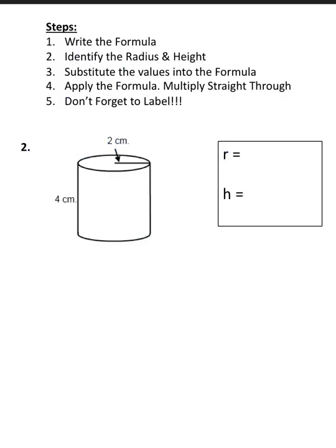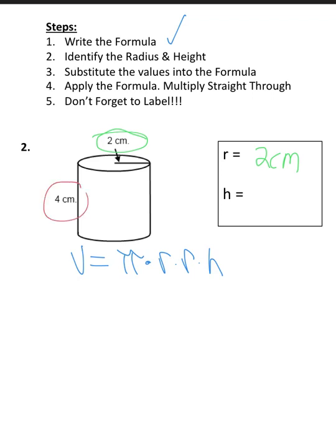All right, here we go. Problem number 2. Let's just go through the steps. So step number 1, write the formula, which is volume equals pi times r times r times h. So step 1. All right, so step 2, identify the radius and the height. Well, the radius is from the center of the circle to the edge, so that's going to give us 2 centimeters, and our height is from top to bottom, which is going to give us 4 centimeters. So step 2 is done.